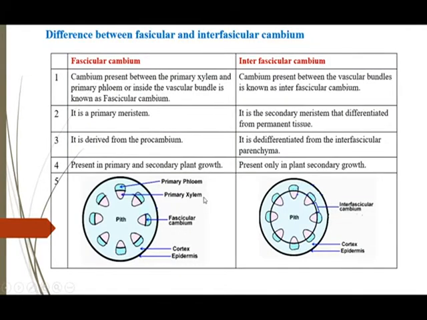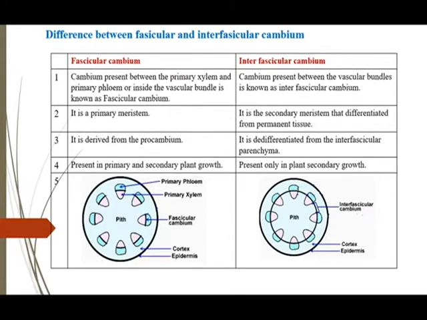There is a difference between fascicular and interfascicular cambium. A fascicular cambium originates between primary phloem and primary xylem, and interfascicular cambium is present between vascular bundles. A fascicular cambium is a primary meristem. However, interfascicular cambium is a secondary meristem differentiated from primary permanent tissue. A fascicular cambium is derived from the procambium, and interfascicular cambium is derived from interfascicular parenchyma.